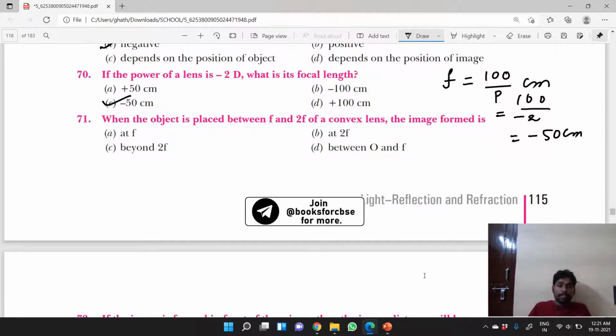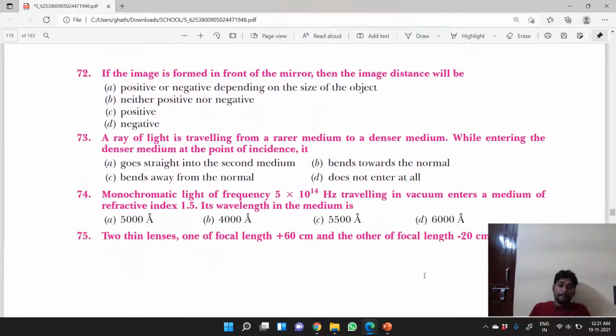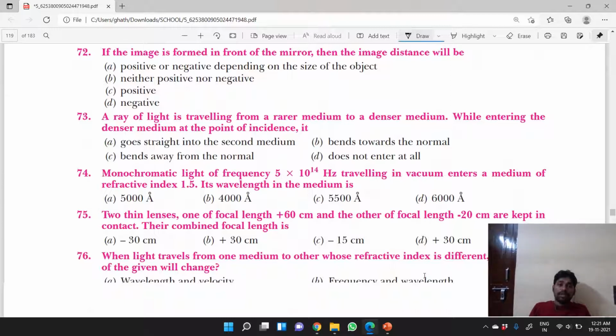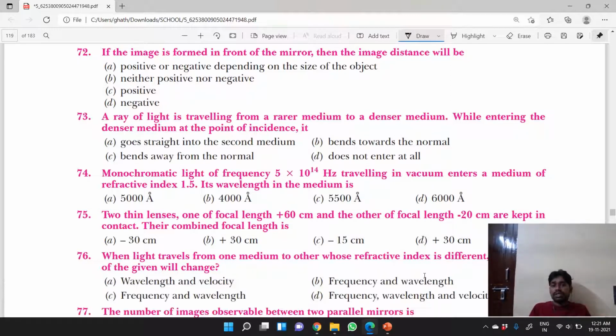Next question 71. When an object is placed between F and 2F of a convex lens, F and 2F means F and C, the image formed is beyond C, real. If the image is formed in front of the mirror, then image distance will be in front, always negative, because this is a mirror. In front means towards the negative x-axis.